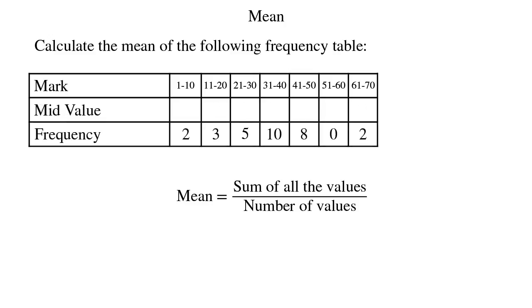What's the mid value of 1 to 10? Well, if we add 1 to 10, we get 11, and half of 11 is 5.5. So we're estimating that the two instances of marks in the 1 to 10 group have a value of 5.5. We now go through and write the mid values of the other groups. 11 plus 20 is 31, divided by 2 is 15.5. 21 added to 30 is 51, half of that is 25.5, and so on until we've filled the row.